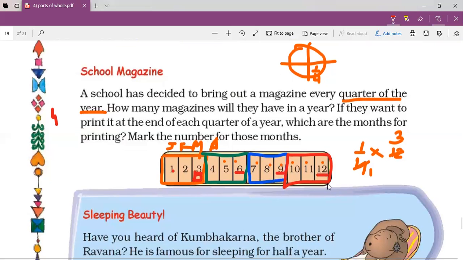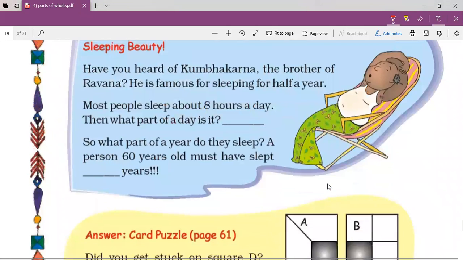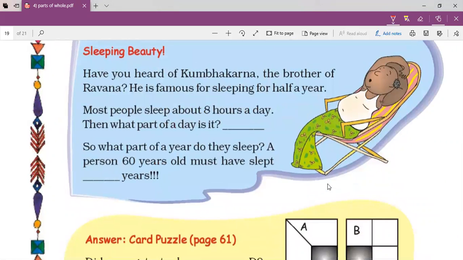Let's see the next part. Sleeping Beauty. Here they had given the example of Kumbhakarna, who was the brother of Ravana. He was sleeping for half a year. Half a year means what? How many months are there in a year?